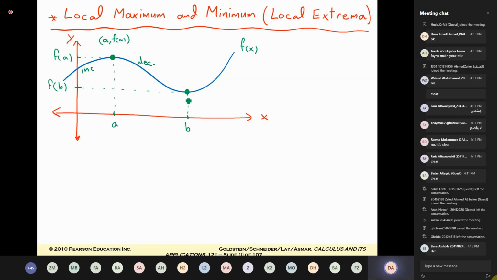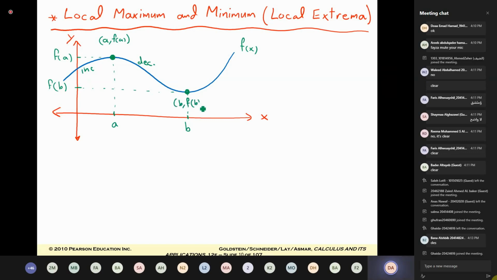Also, at point B and f(B), to the left of B, we have decreasing f(x), and to the right side increasing. Okay? Now, what's the meaning of local?